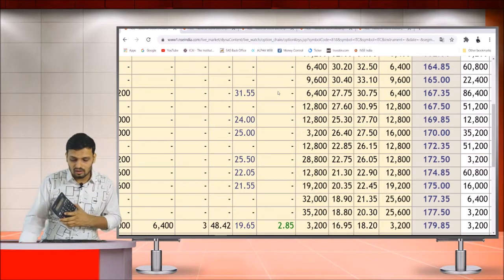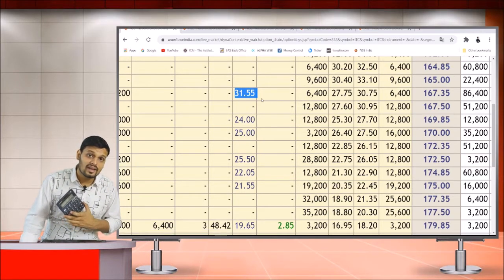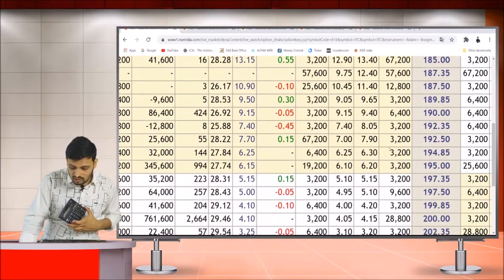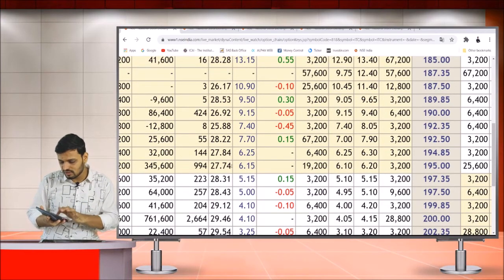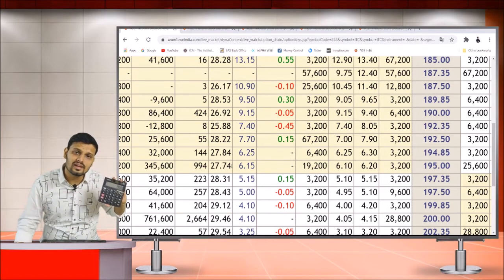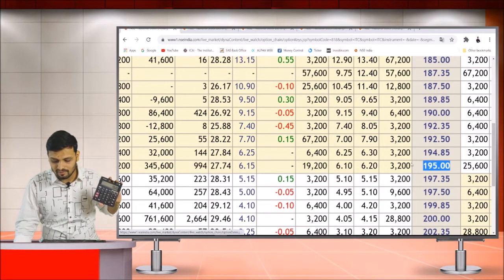Because here you will have to pay 1,00,960 rupees of premium. So you need to first have over 1,00,000 rupees with you. Here in 195, it is sufficient even if you have 6.15 rupees into 3,200 shares. Only 19,680 is sufficient for you to buy the 195 strike price call option.